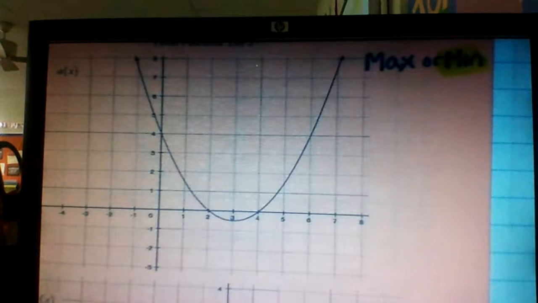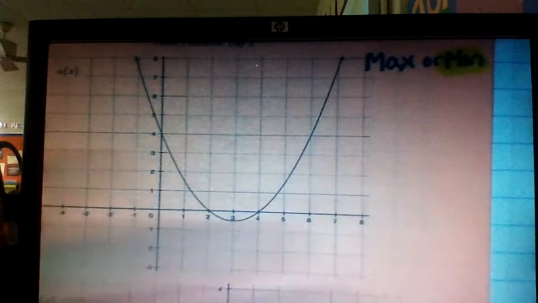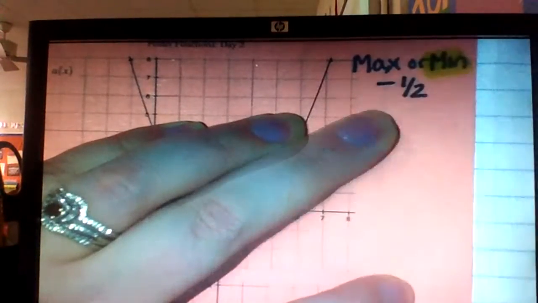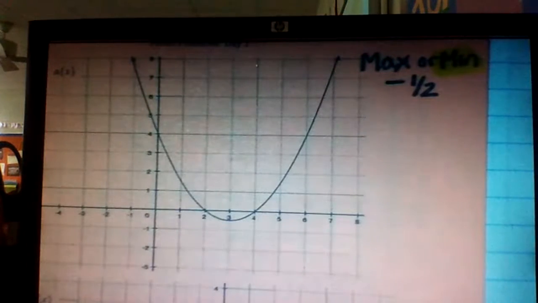How low does it go? What is my minimum? Around 3? Not quite. It's more or less like -0.5. Okay, I'd go with -0.5. Remember, when you're talking max or min, we're talking how high or how low. So I'm not looking for my X value, I'm looking for my Y value. So my Y value here should be about -1/2 or -0.5.